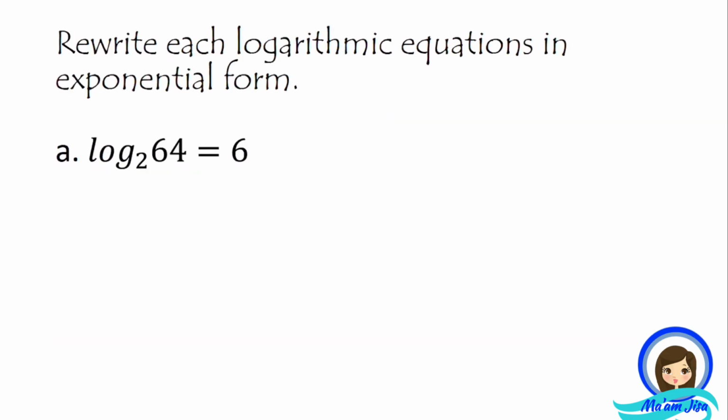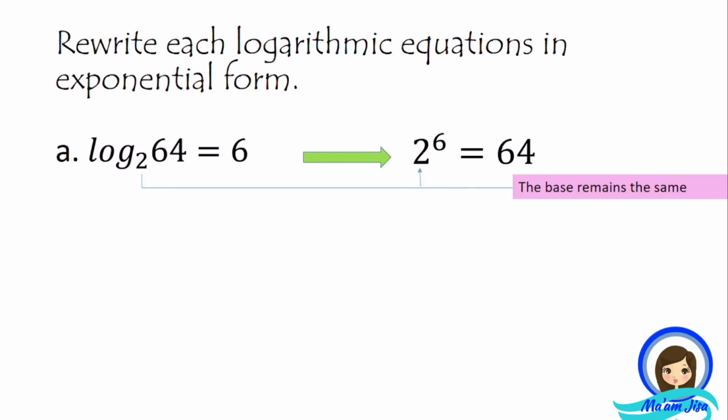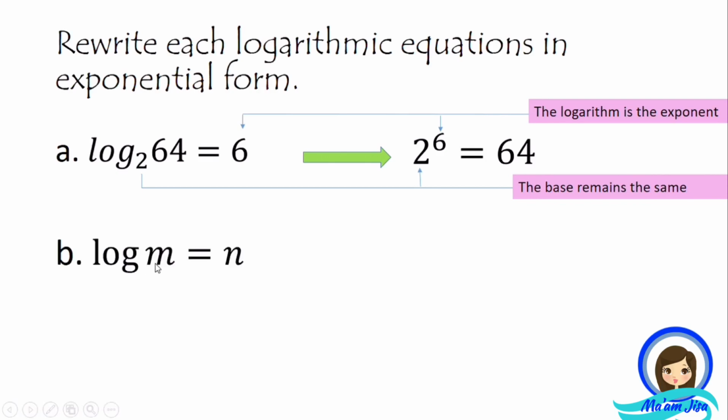Rewrite each logarithmic equation in exponential form. Log of 64 to the base 2 equals 6. Our base is 2 and our logarithm is 6, so we can write this as 2 to the power of 6 equals 64. The base again remains the same, and the logarithm is the exponent. Log of m equals n, so this is an example of a common logarithm with base 10, so we can write this as 10 to the power of n equals m.